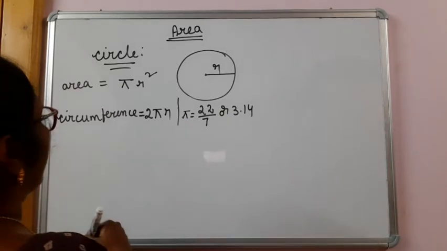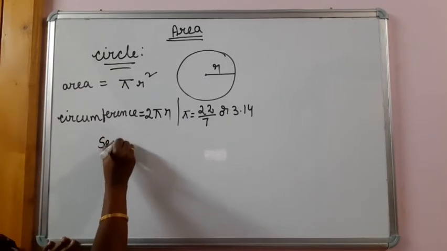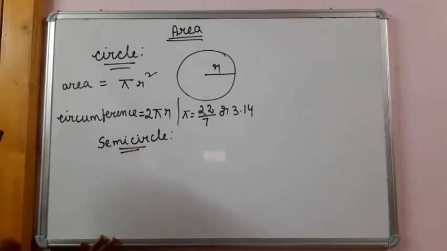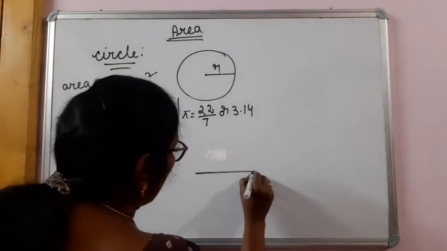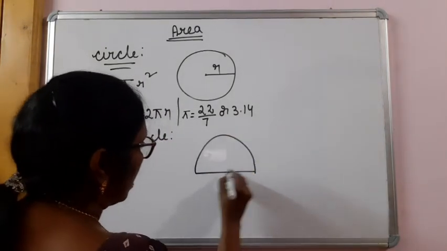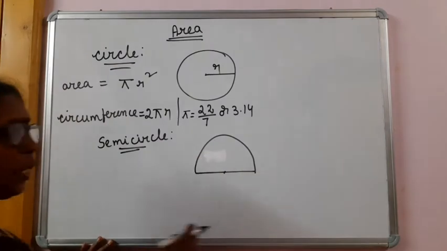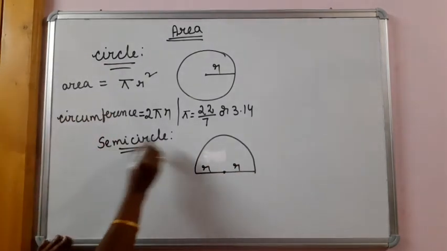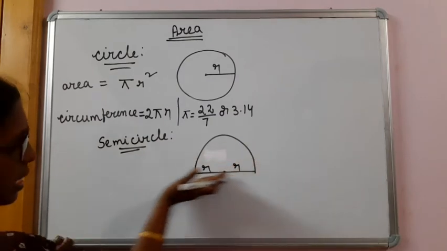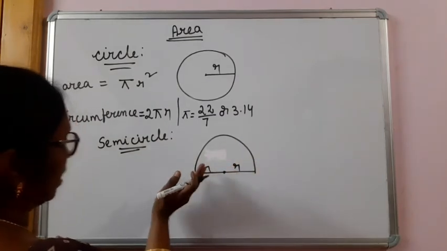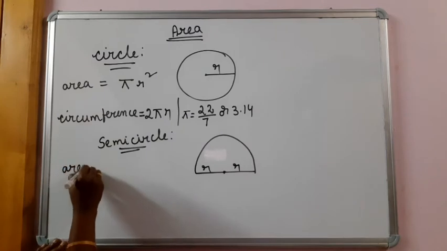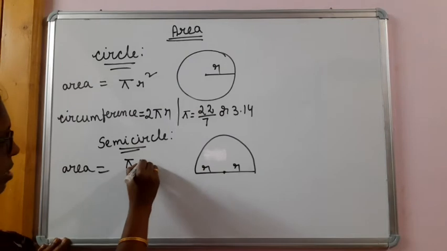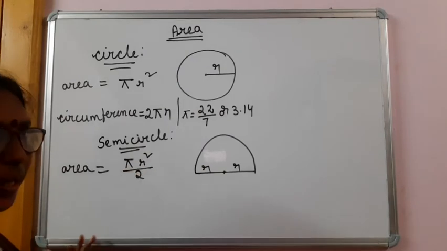Then, what is a semicircle and how to find the area and perimeter of a semicircle? We know that the diameter of a circle divides the circle into two semicircles. This is R, this is R. Okay? Semicircle, this is the diameter, this is the complete circle, this is the diameter. So the area of a semicircle is half of the area of the circle, that is pi r square by 2.